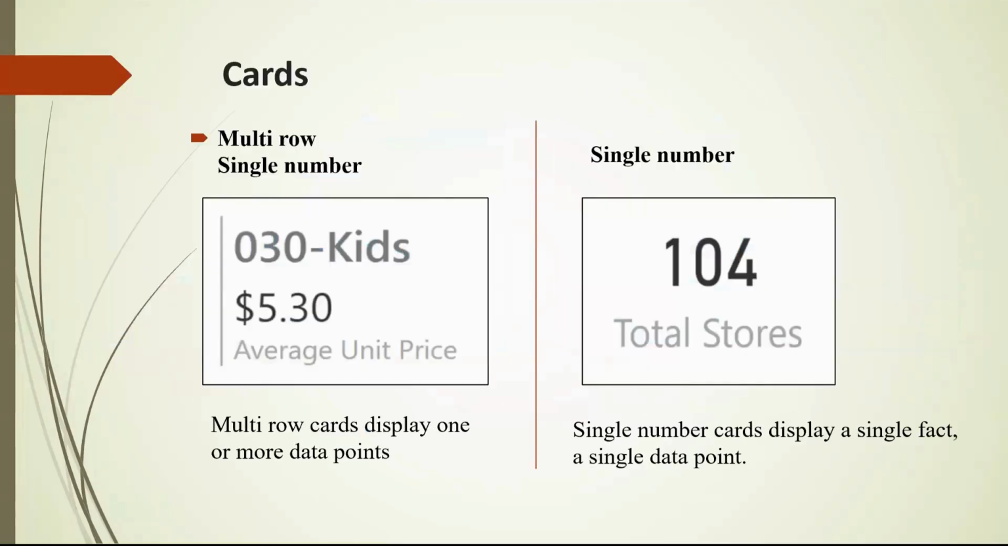And the next visuals are cards. We have already used a single number card in our earlier dashboard. So a single number card shows just one important value like total sales or net profit, and a multi-row card displays a few key figures together like sales, cost of goods sold, and profit side by side.